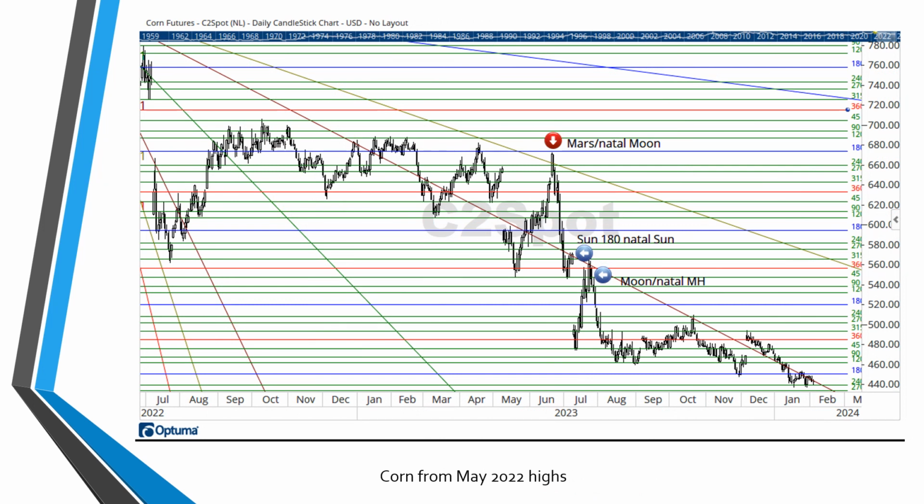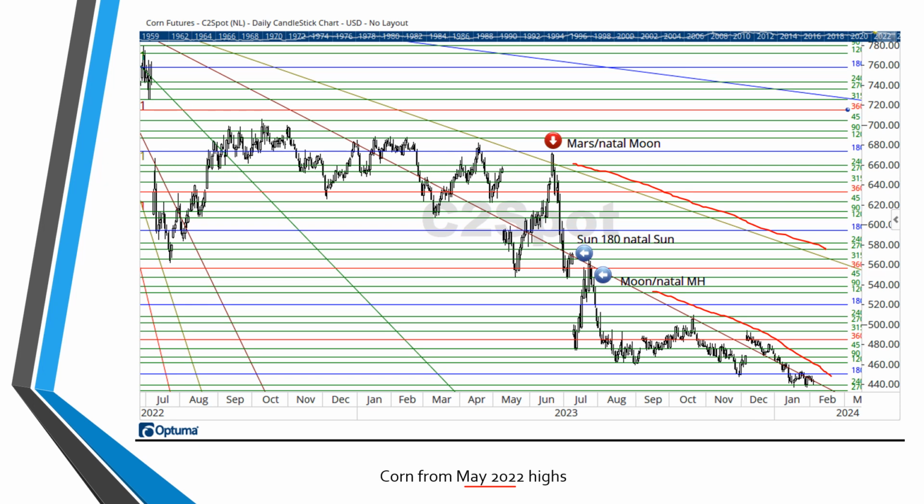Okay, shifting into the world of agriculture, here's corn. Starting point was the May 2022 highs. I've projected the fan lines going downwards. I've added the square of 9 increments, and you can see that we fall, we have a counter trend rally, we fall, we rally, we fall, we rally, but broadly we are contained by this Gann fan line coming down here. More recently, this Gann line coming down here is marking the general slope of the downtrend.